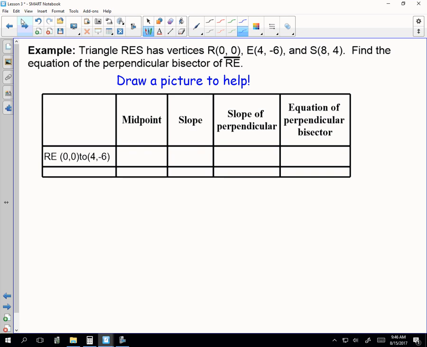So now, when we're looking at the situation, we've got this triangle RES with the vertices R, E, and S. We want to find the equation of the perpendicular bisector of RE. So what we have to do is find the midpoint of RE. That's the bisector. So that's our first step, finding the midpoint of RE, and then we're going to have to find the slope, and then find the perpendicular of the slope, and then we can write the equation of the bisector.